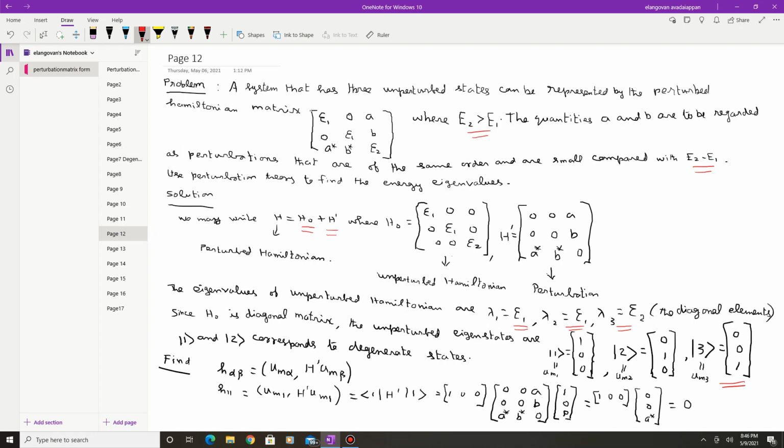Now here the lambda 1 and lambda 2 are equal, so this is a doubly degenerate level. So if you want to calculate the first order correction energy, you have to use this technique. You first find all the elements of this matrix. So H alpha beta is equal to <U alpha | H prime | U beta>. You choose alpha is equal to 1 and beta is equal to 1: H11 is equal to <U1 | H prime | U1>. So this is bra 1 H prime ket 1. Bra 1 is available, H prime is also available. Once you multiply, you find this is 0.